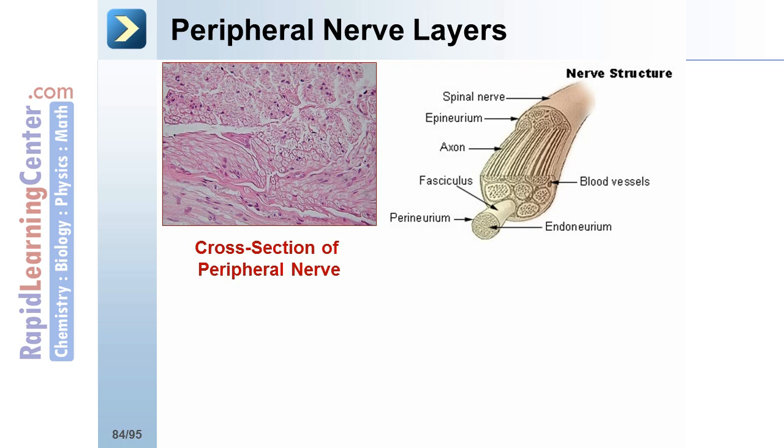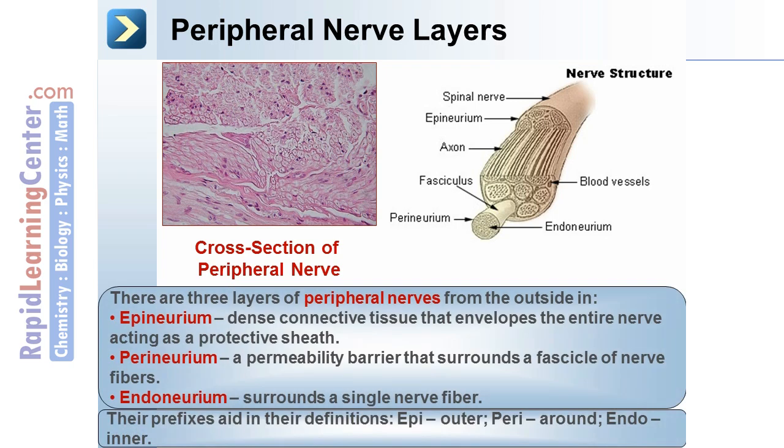When looking at peripheral nerves, there are 3 layers of the peripheral nerves from the outside in. First is the epineurium, which is dense connective tissue that envelops the entire nerve, acting as a protective sheath. Next is the perineurium, a permeability barrier that surrounds a fascicle of nerve fibers. And third is the endoneurium, which surrounds a single nerve fiber. Their prefixes aid in remembering their definitions. Epi means outer, peri means around, and endo means inner.